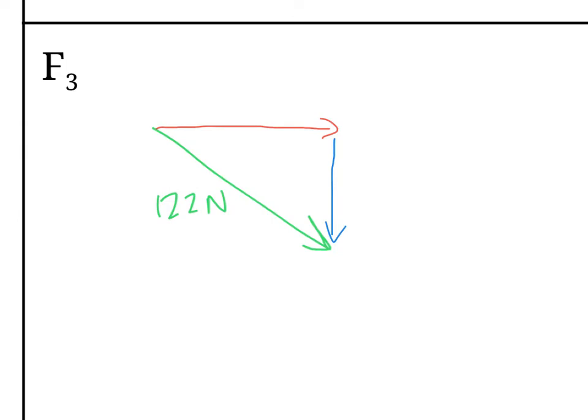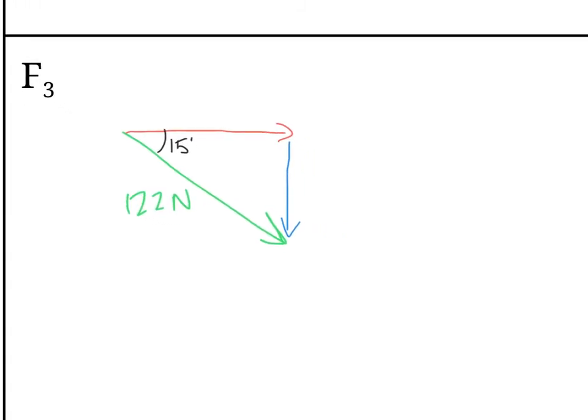Also, we know that the direction is east, 15 degrees south. So we start off by going east and then 15 degrees south. That tells us that this angle in here is our 15 degrees. So we need to break this up into its components before we can do any math with it. How do we do that? We need to find what that red arrow and that blue arrow are equal to. We can do that by just using our regular cosine and sine ratios.